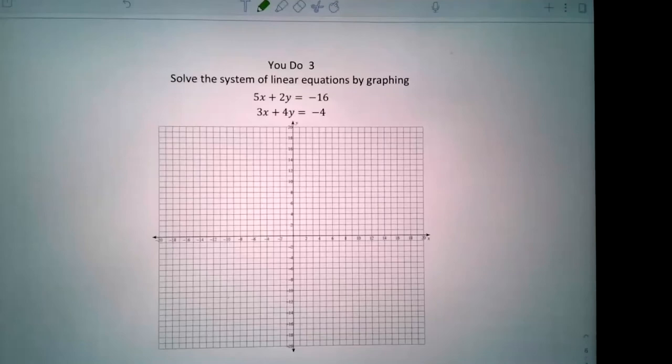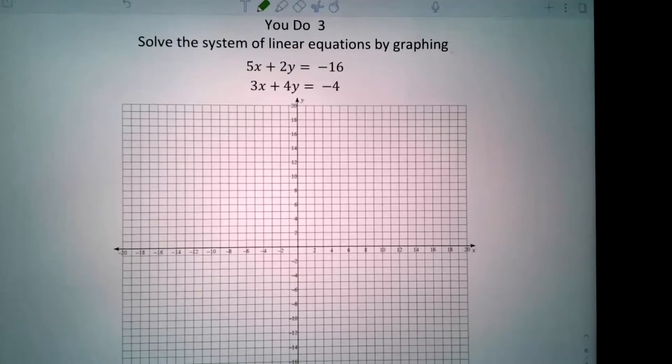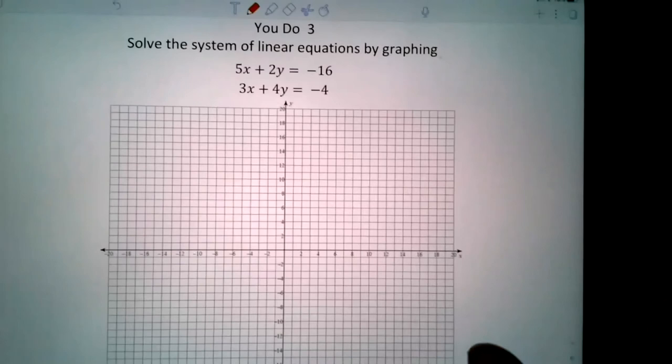So if we're ready, we're going to go ahead and start. I'm going to make my screen just a tad bit bigger. So the first thing I have to do is graph both lines on the same coordinate plane. That's all I'm doing. So I have to go through all of my steps for graphing lines. I'm going to do the first one in green. It's not in slope-intercept form, so first I have to change it to slope-intercept form. I'm going to do it on this side.